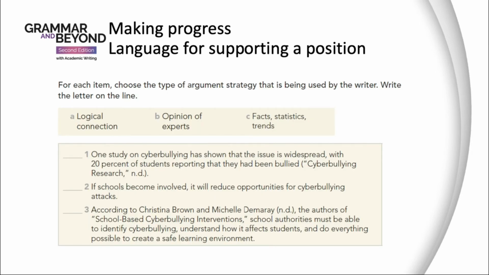So if we want to support a position, we have the use of experts, we have the use of facts and statistics. We also have the use of the point here, point A, which is logical connection. So being able to make an if-then statement where we can show a logical connection. So that's one type of language that we would need to be able to use in supporting a position. And of course, the other two, opinion of experts and facts and statistics, we need to be able to present that information. So let's look at some of the language we can use.